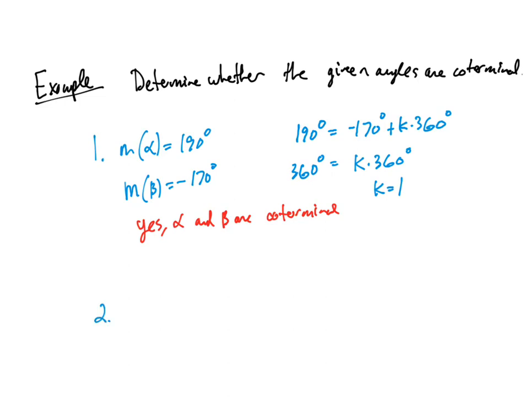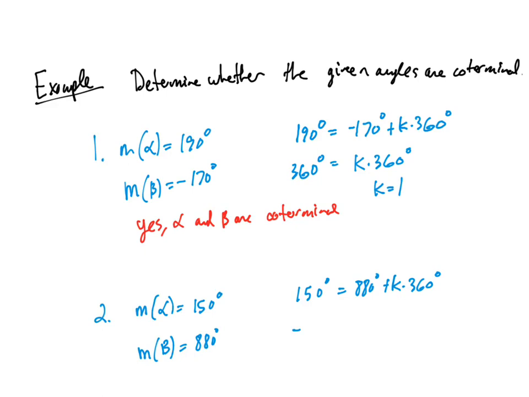All right, the second pair we have here is alpha is equal to 150 degrees, and the measure of angle beta is 880 degrees, so we just plug it into the formula. 150 degrees is equal to 880 degrees plus k times 360. Subtract 880 from both sides. What is that? Negative 730 degrees is equal to k times 360 degrees.